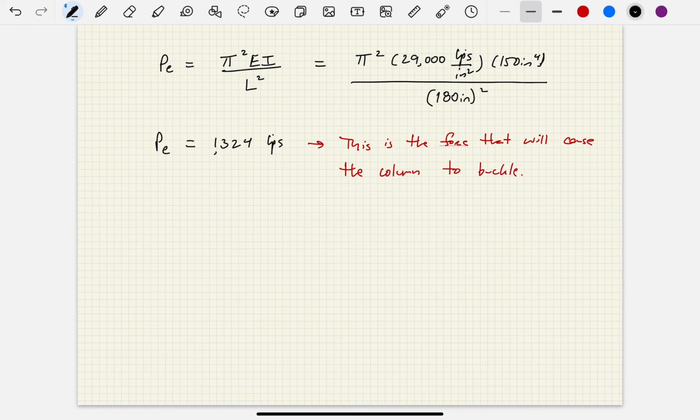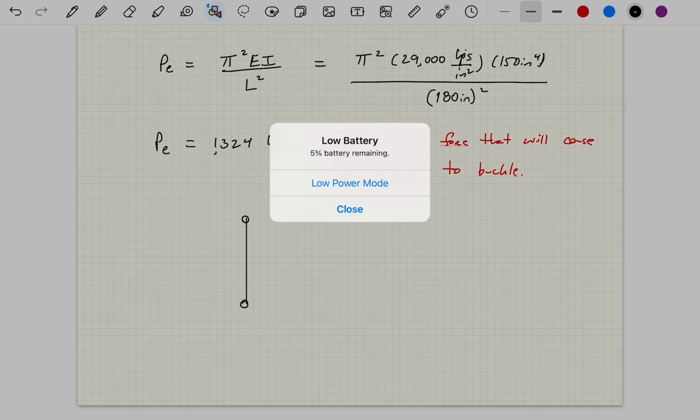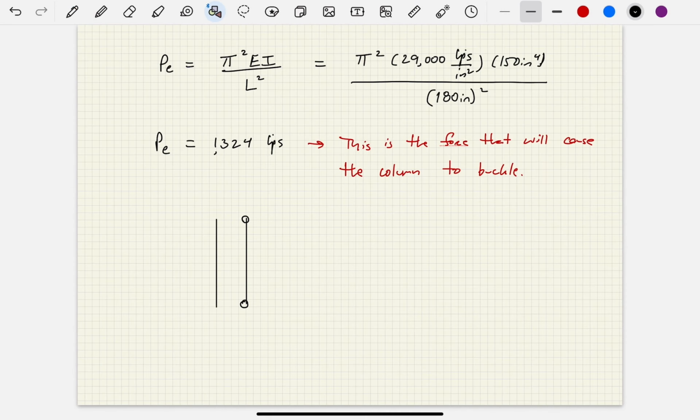If we were to draw this out, here's my column, okay? It's pin connected. There's that 15-foot length, and that P Euler, that is the load, PE, that will cause this column to tend to buckle or bow out like that, okay? So that's what that means.